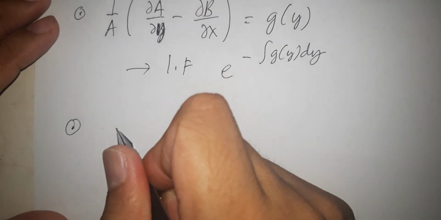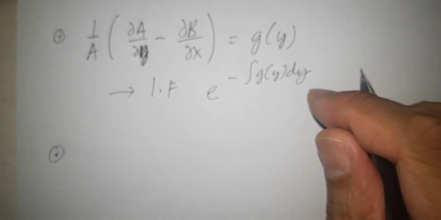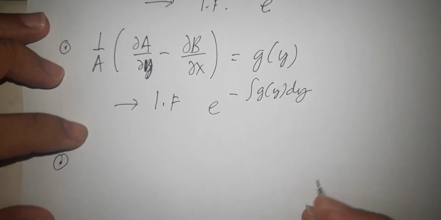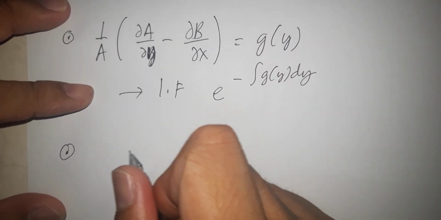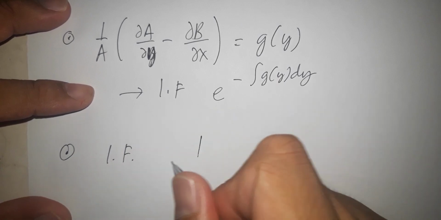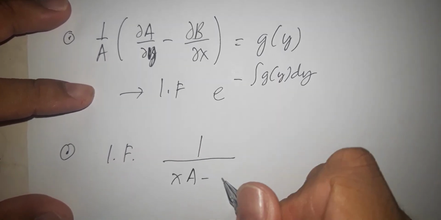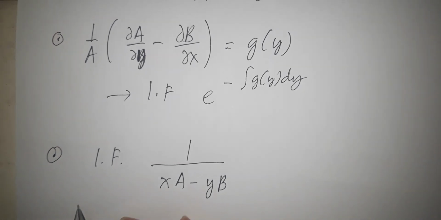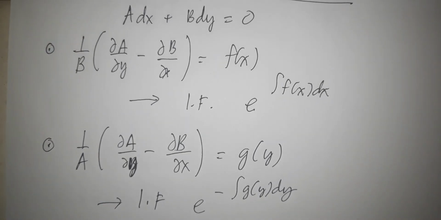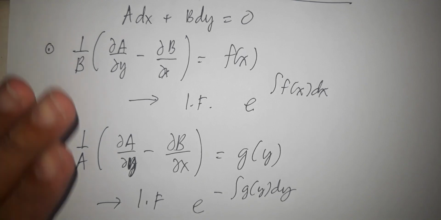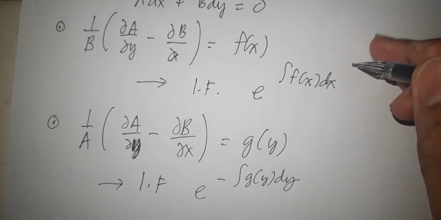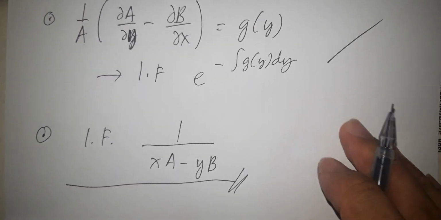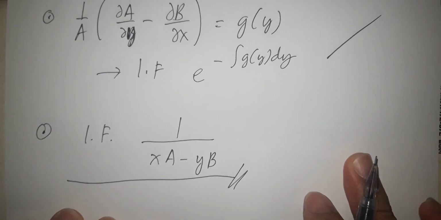And last one, kapag talagang no choice, hindi siya function of x at hindi rin siya function of y, so ang gagawin na lang natin, ultimate natin to is xA minus yB. So, ito na yung ating magiging ultimate integrating factor if wala sa lahat ang nangyari. Pagka hindi talaga nag-work yung una at itong dalawang ito, so ang ultimate natin is 1 over xA minus yB.